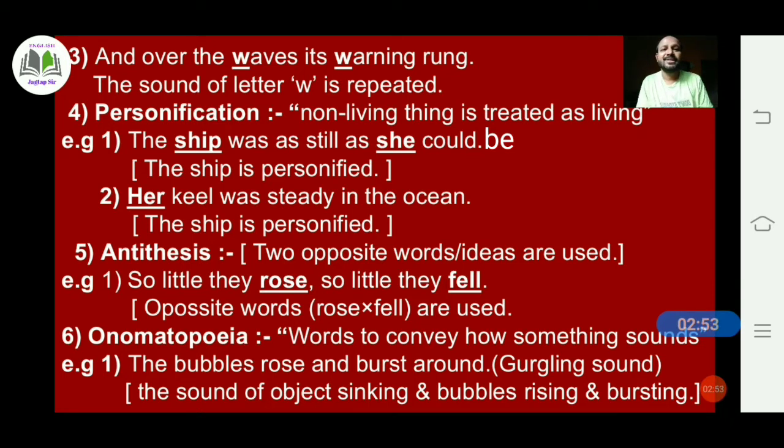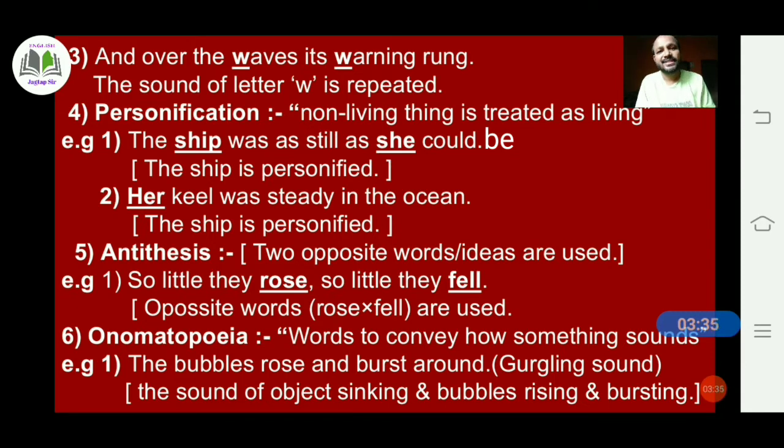Now let's talk about poetic device number 5, that is antithesis. And my dear students, I have already explained that the meaning of antithesis is in itself. How? Anti means opposite and thesis means ideas. So when two opposite ideas or words are used, that is called antithesis. Let's look at example number 1. So little they rose, so little they fell. Here two opposite words are used, rose and fell. So this is an example of antithesis.